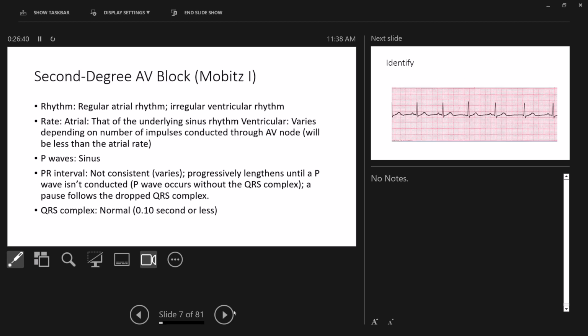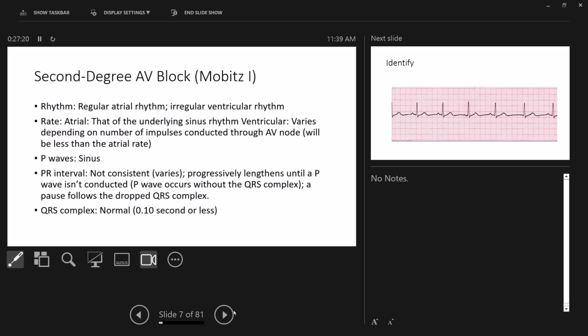Close. Type 1. Now remember, one of the things I want you to remember is that when you're looking at your blocks and I have identified it, look at the PR interval, okay? And if it is consistent or inconsistent, first degree, second degree type 1, second degree type 2, and third degree.